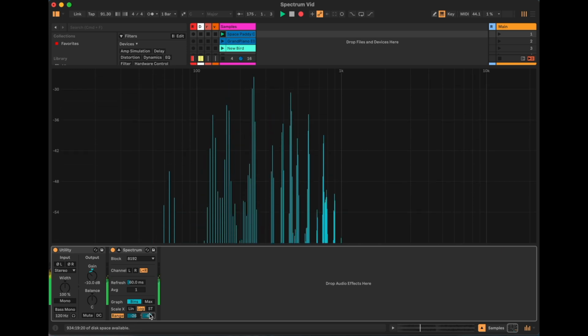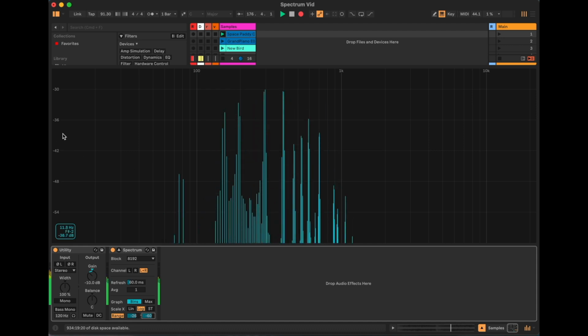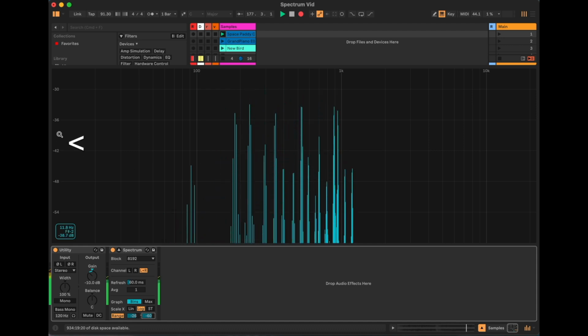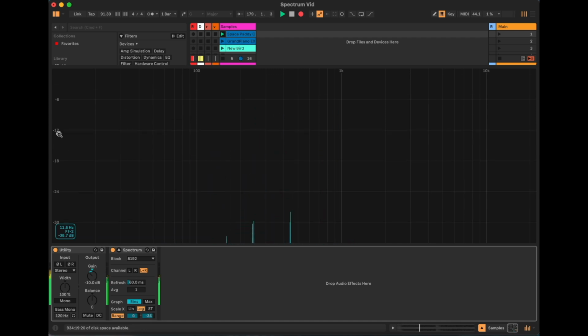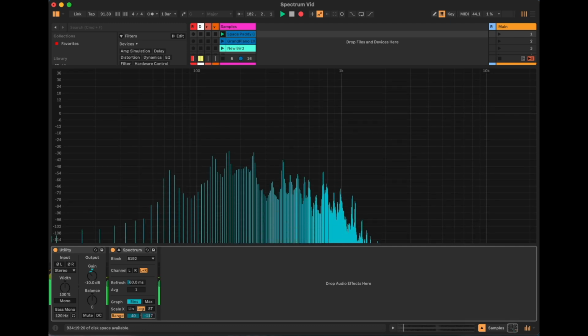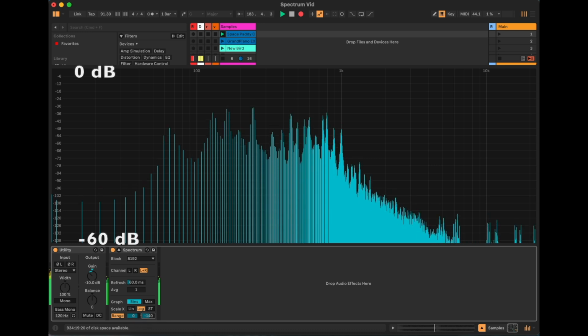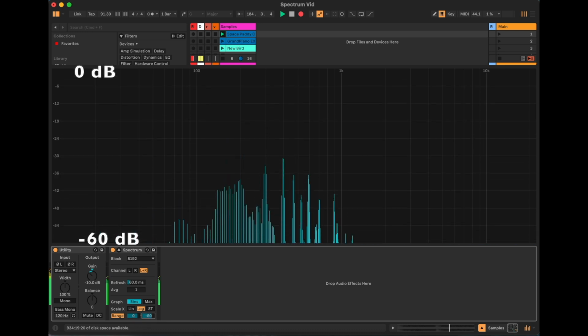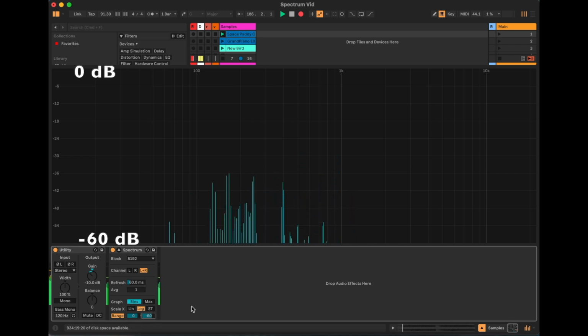If I hover the cursor over the dB values on the left of the window, a magnifying glass appears. With this, you can drag vertically to scroll the values, and you can drag horizontally to zoom. Or you can do it manually. I'd like to set mine to match the track's meter, 0 dB for maximum and -60 dB for minimum.